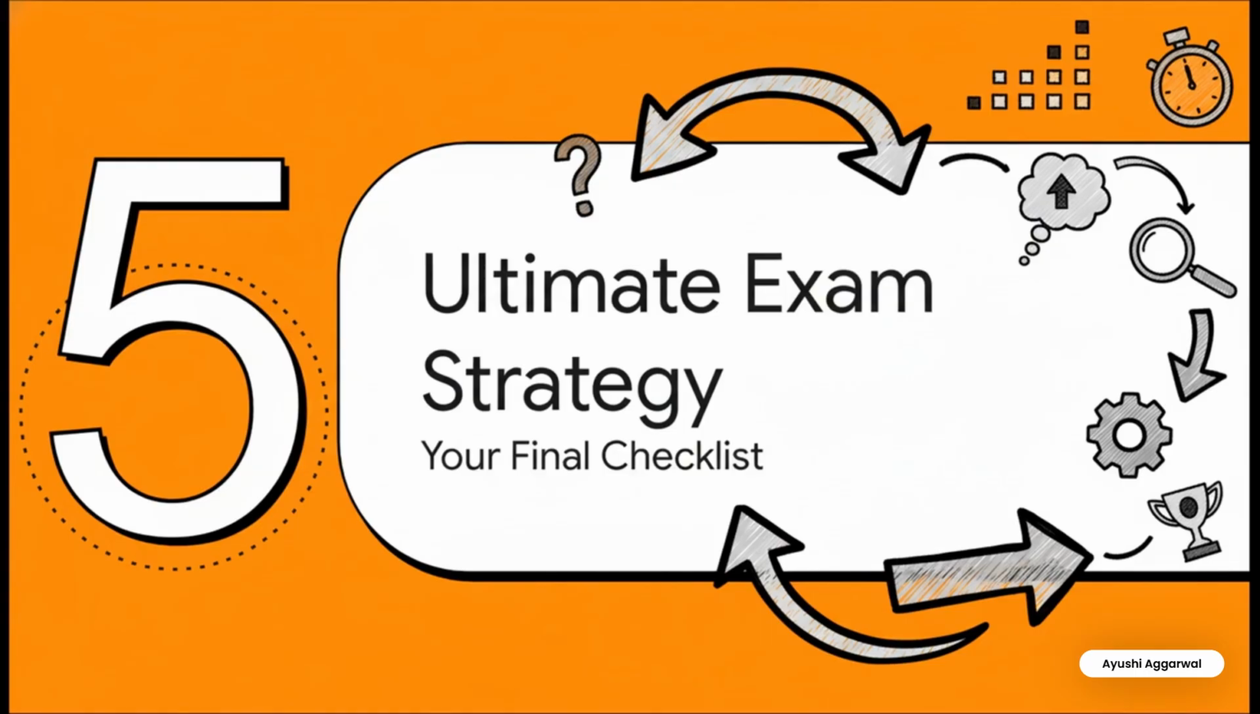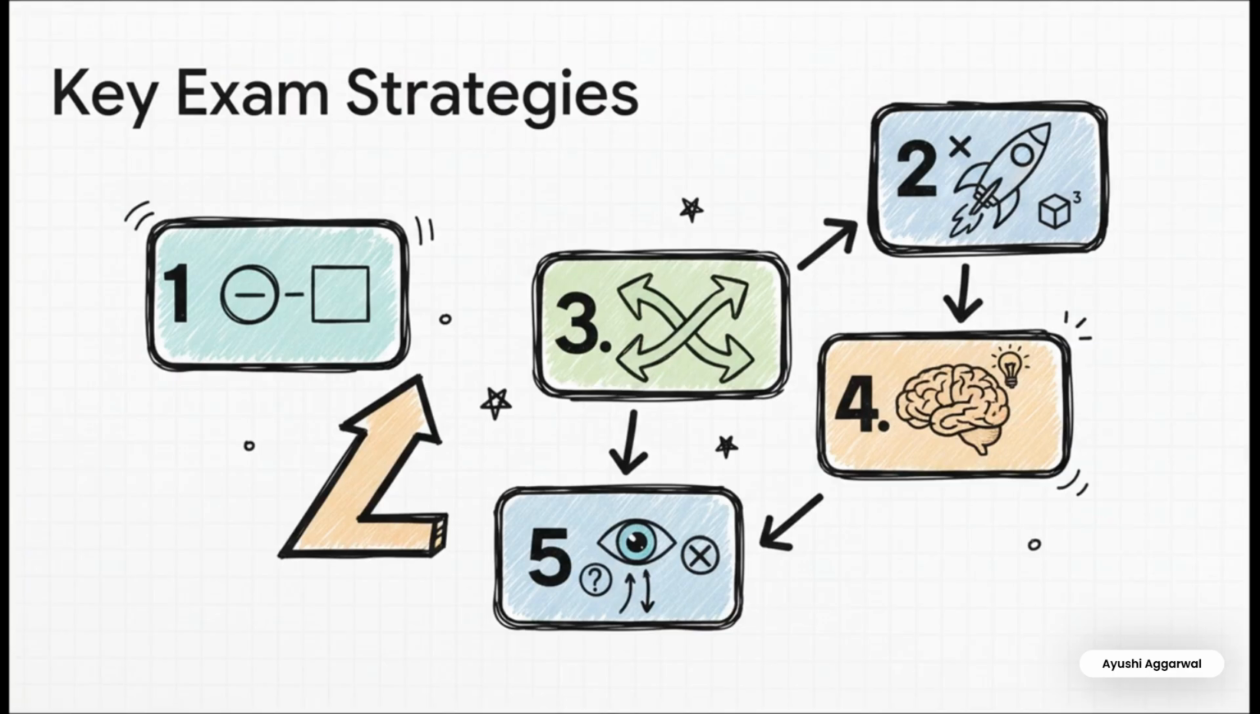All right, everyone, we've covered a lot of ground. Now let's put it all together into a final checklist. Your ultimate exam strategy. This is what should run through your mind, step by step, the moment you see a number series question on your paper. Let's make it absolutely clear. Think of this as your 5-step mantra for success. Step 1, and I can't say this enough, always check the differences first.